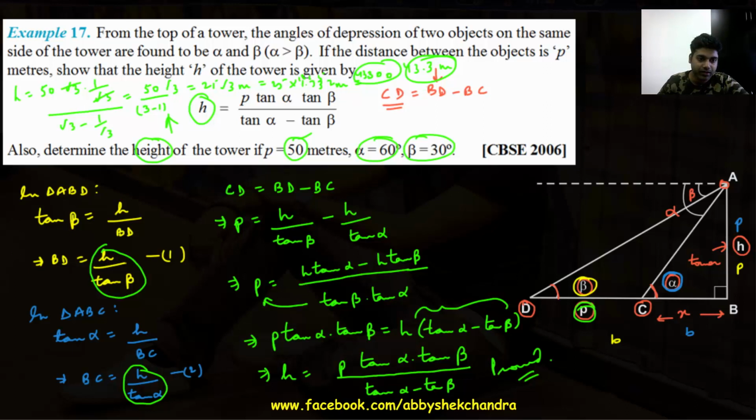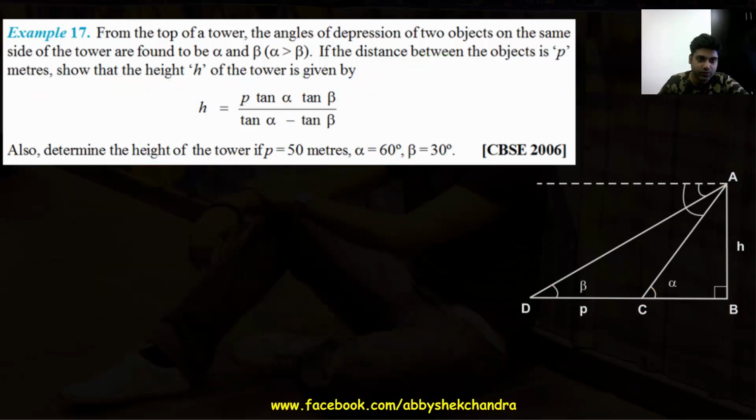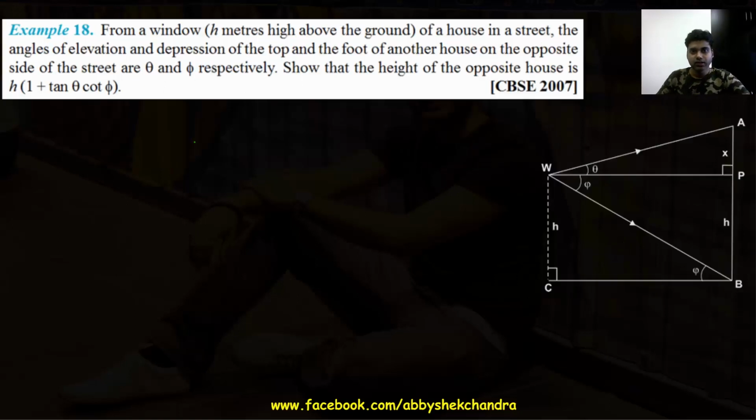Fine. Let's quickly do the next question. Very quickly, from a window h meters high above the ground. So this is the window which is h meters high. Okay, so h meters above the ground. BC is the ground. So this is the ground. This will be 90. Okay.